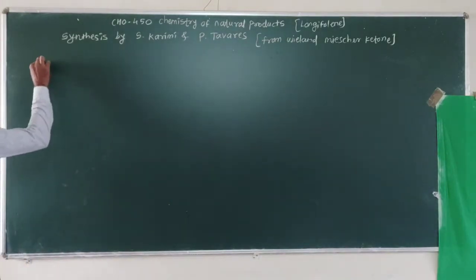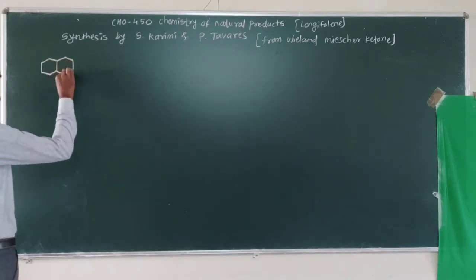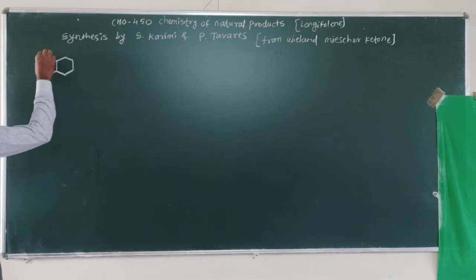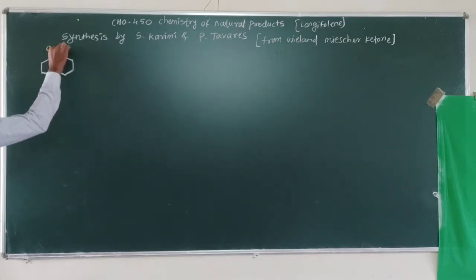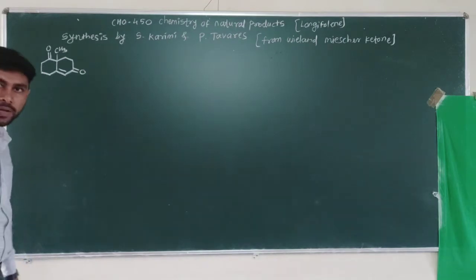So see step by step how the steps are obtained from Wieland-Miescher ketone to obtain the longifolene molecule. We have CH3. So I have written Wieland-Miescher ketone in this form. So this is Wieland-Miescher ketone.